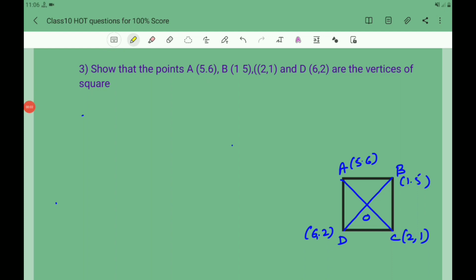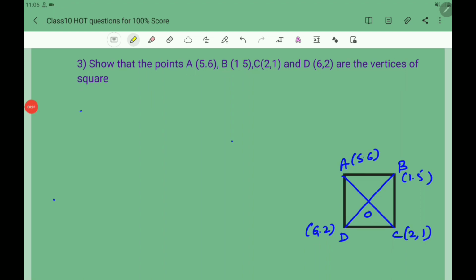Children, now you take the third hard question. What is that question? Show that the points A(5,6), B(1,5), C(2,1) and D(6,2) are the vertices of a square. So these are the vertices with the coordinates. Here we have to show that ABCD is a square.